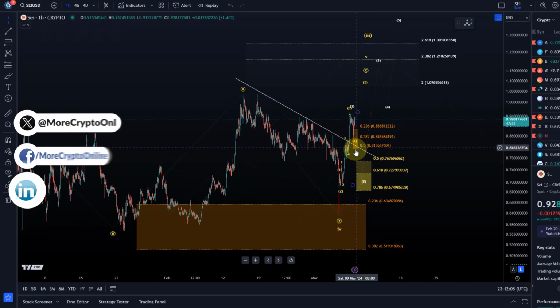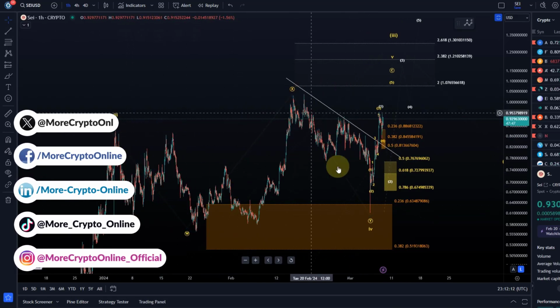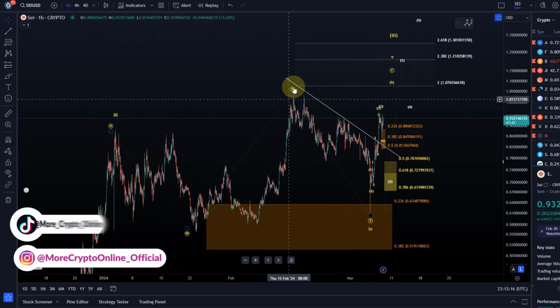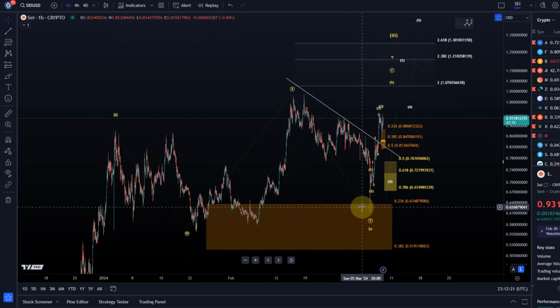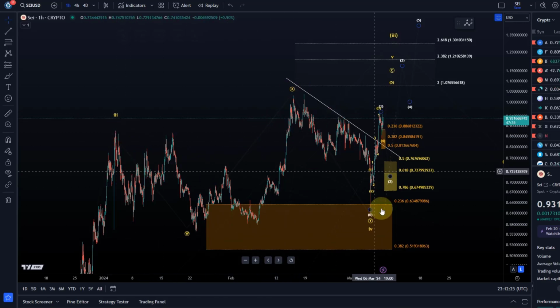SEI doesn't look too bad actually. SEI obviously formed this flat structure in an extended way for this WXY pattern. We discussed it in previous updates, especially in yesterday's update. So we had this WXY pattern.